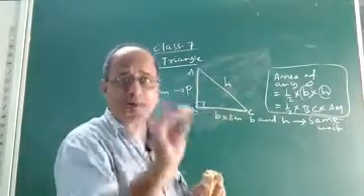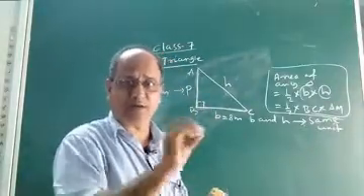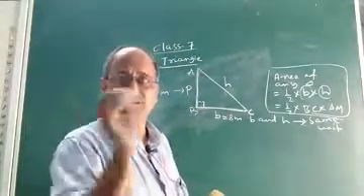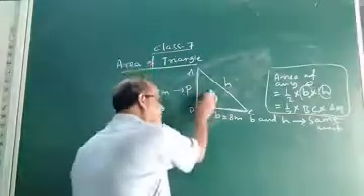But the hypotenuse will not change. It will remain the same because it is the longest side of a right triangle. You know it. The longest side of a right triangle is what? Hypotenuse, or it is the side opposite to the right angle. Already we have discussed. Now suppose you are given this triangle.